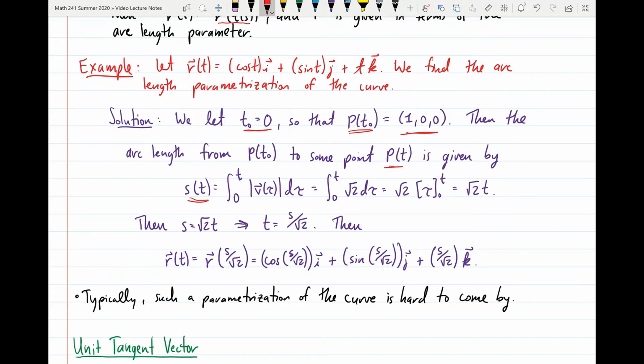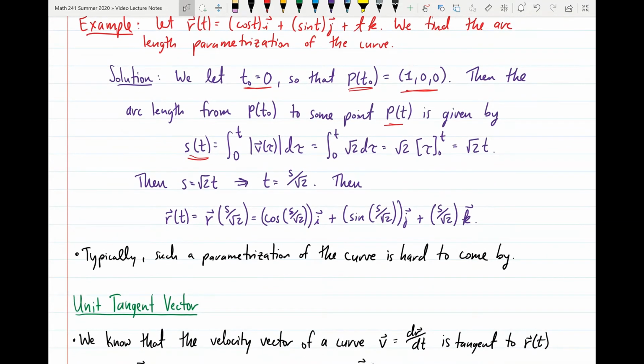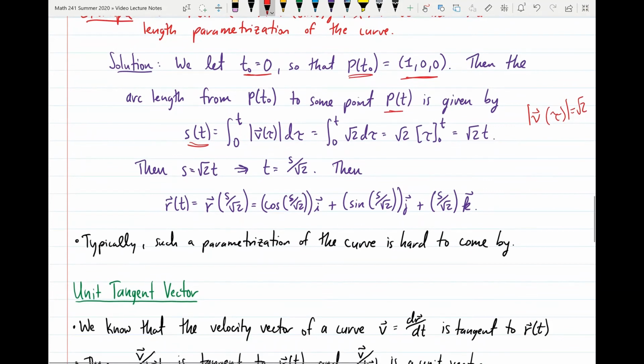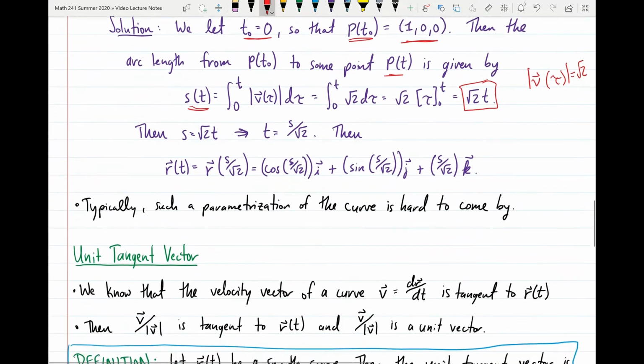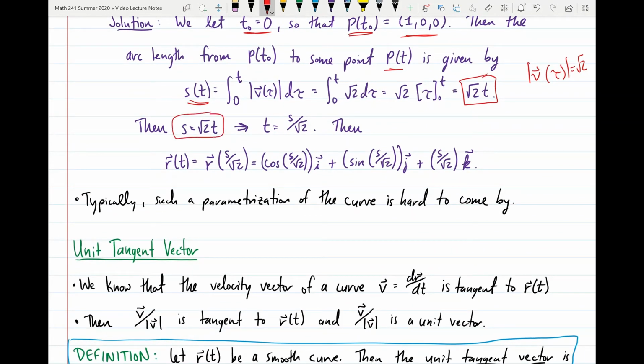And after we solve this, remember from the previous example that the magnitude of the velocity function is always going to be equal to the square root of 2, regardless of the value of tau. And we end up finding that a function giving s with respect to t is the square root of 2 times t. So s is equal to the square root of 2 times t. And using a little bit of algebra, we find that t is equal to s divided by the square root of 2. So here we have a function giving t with respect to s.